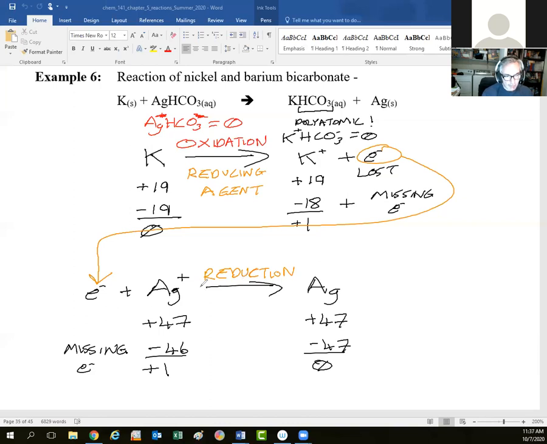And the silver being reduced, it's taking the electron from the potassium. We can refer to it as an oxidizing agent. It's always the agent for the other process. Excuse me. Any questions about that one? Total electrons lost have to match the total electrons gained.